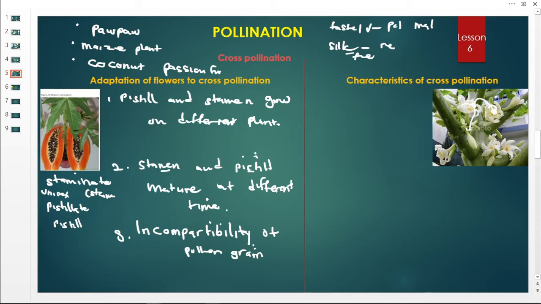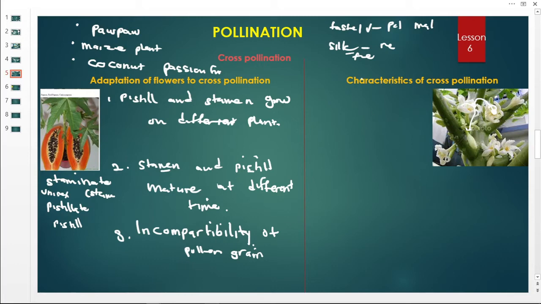My dear learners, so these are the adaptations, these are the reasons why some flowers have cross-pollination. The pistil and the stamen grow on different plants, then the stamen and the pistil mature at different times. Then there is incompatibility of pollen grains, which means the failure of the pollen grains to germinate when they are put on the stigma of the same plant. Therefore, I think that one is now clear to you.